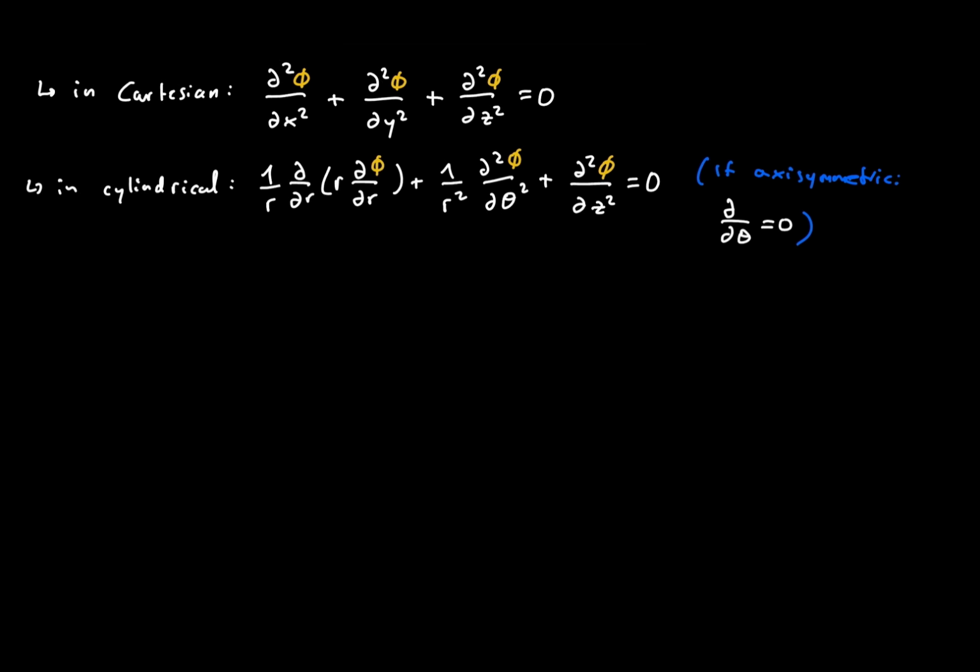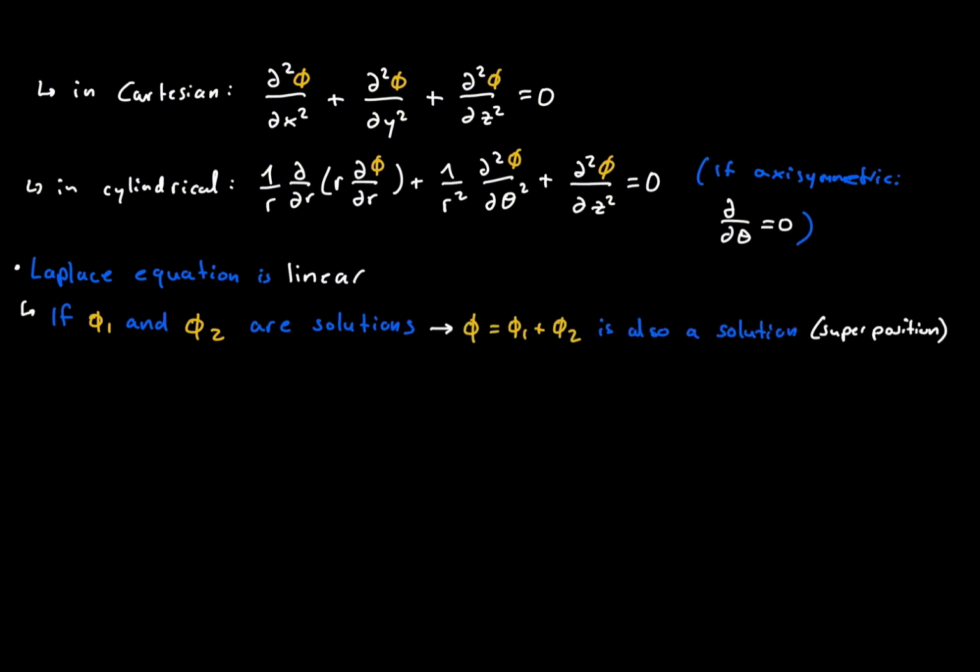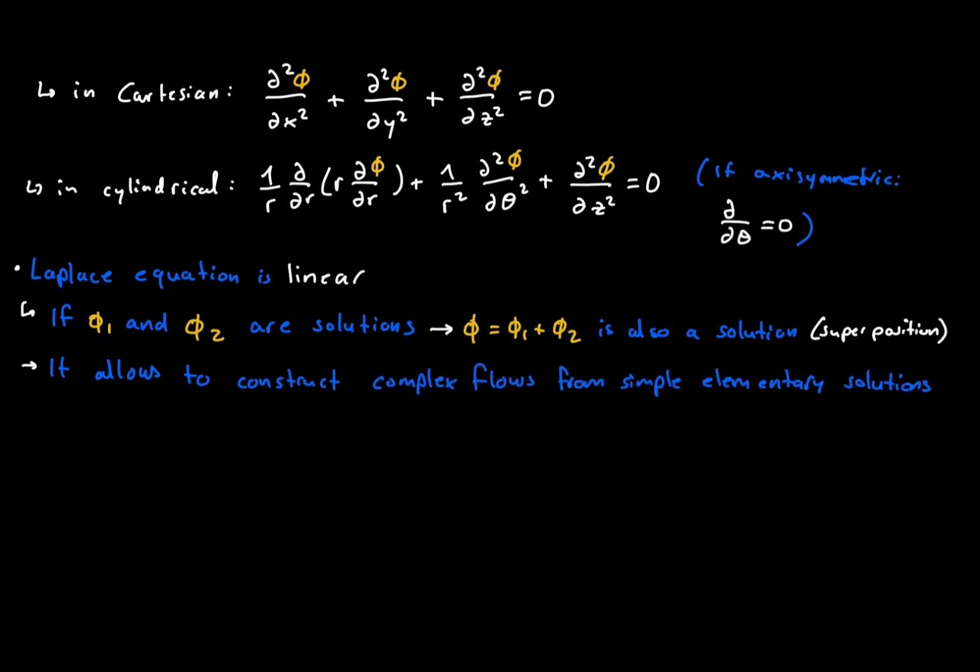It tells us that the second spatial derivatives of the potential must balance in such a way that their sum is zero. One important property of Laplace's equation is that it is linear. This means if two functions satisfy the equation, their sum also satisfies it. Because of this property, we can build complex flows by adding together simpler solutions. This idea is called superposition, and it is extremely important in potential flow theory.